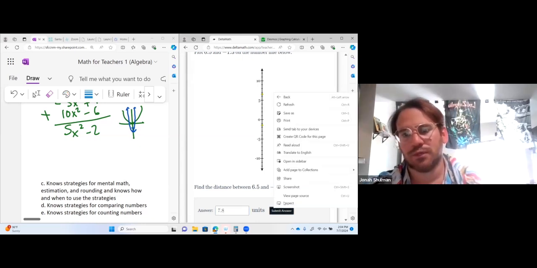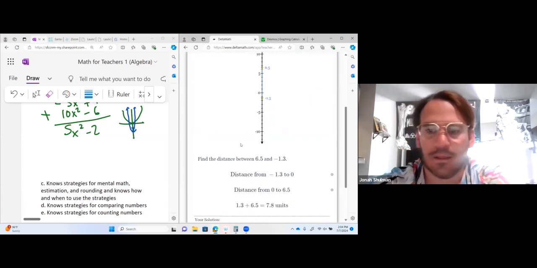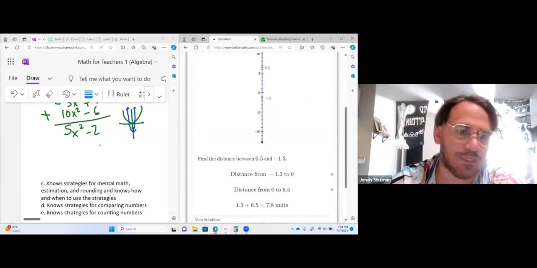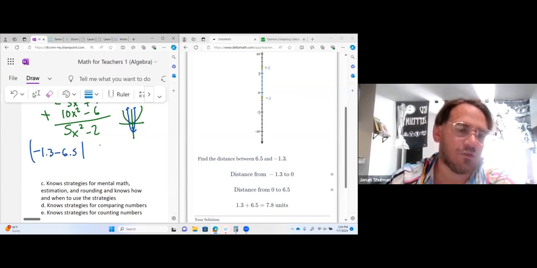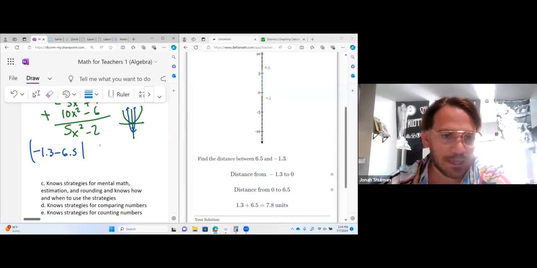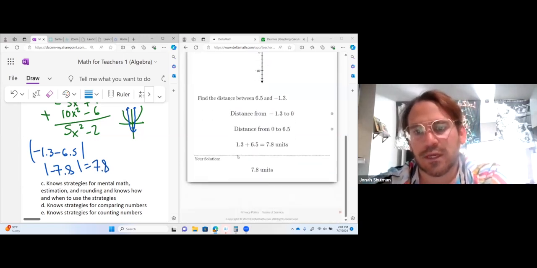So if you want an easier way to do it, you'd always think about it this way. This is how I think about it. I've got a -1.3 minus 6.5, and I need the absolute value. So subtracting two minuses is like adding them together. So this is basically 1 and 6 is 7, 3 and 5 is 8. The absolute value of this is 7.8. That's how I visualize it. Or the number line works too.